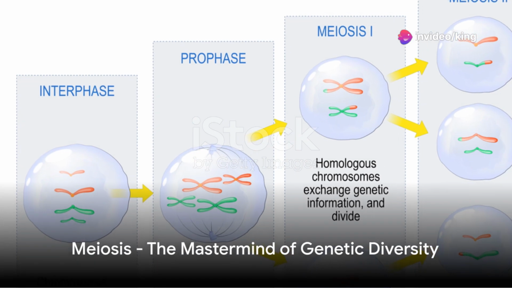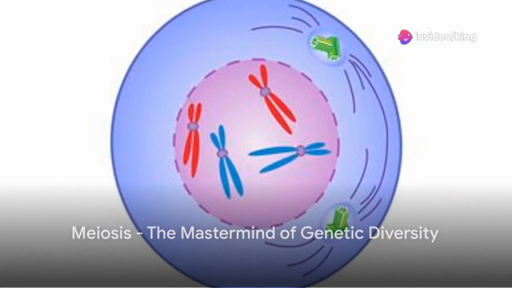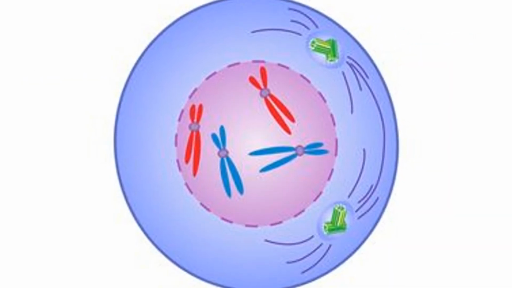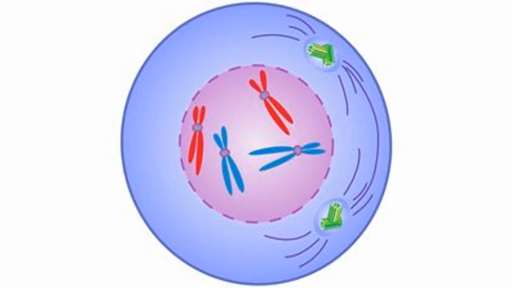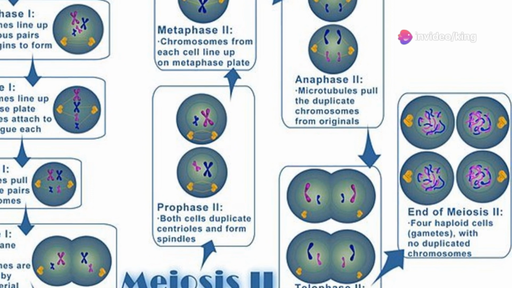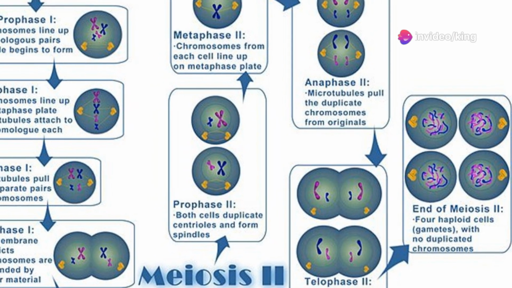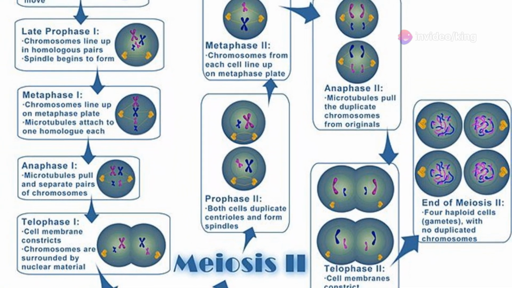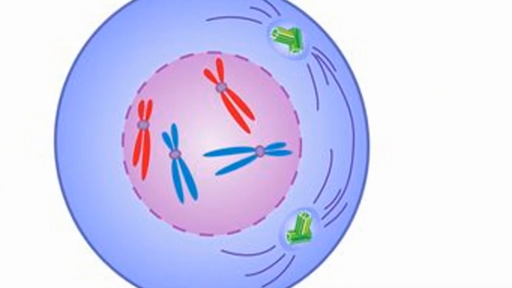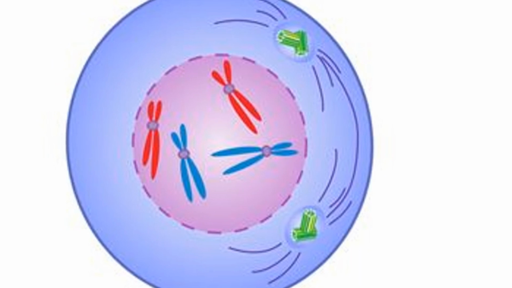Now let's turn our attention to meiosis. This process is a little more complex as it involves two rounds of division, known as meiosis I and meiosis II. Meiosis is the mastermind behind genetic diversity, occurring only in reproductive cells and leading to the production of eggs and sperm. The first round, or meiosis I, we start with the prophase I.